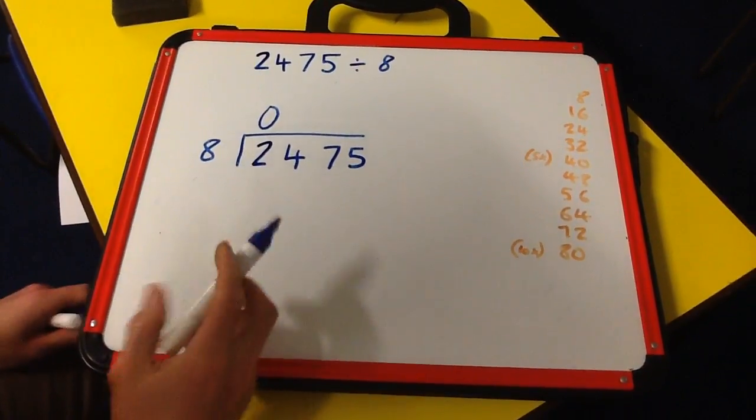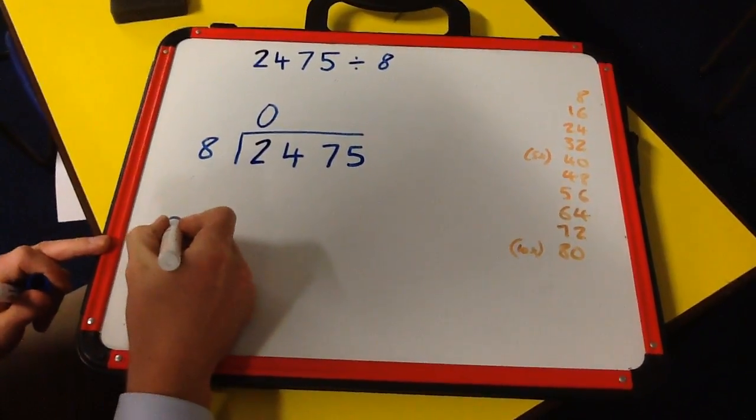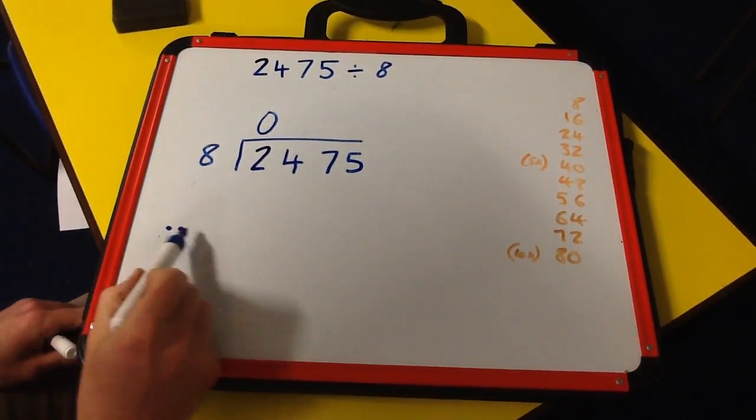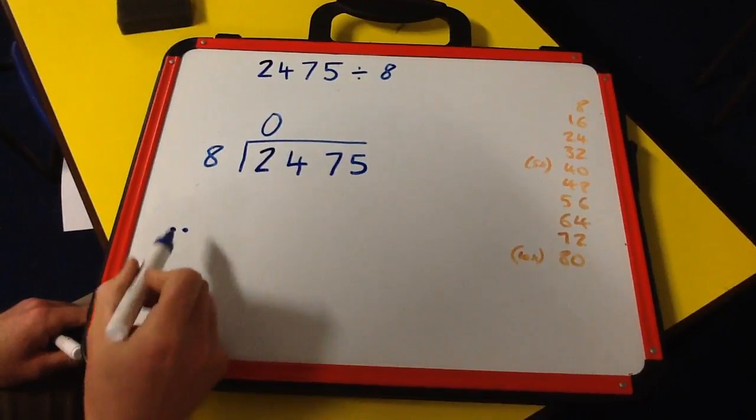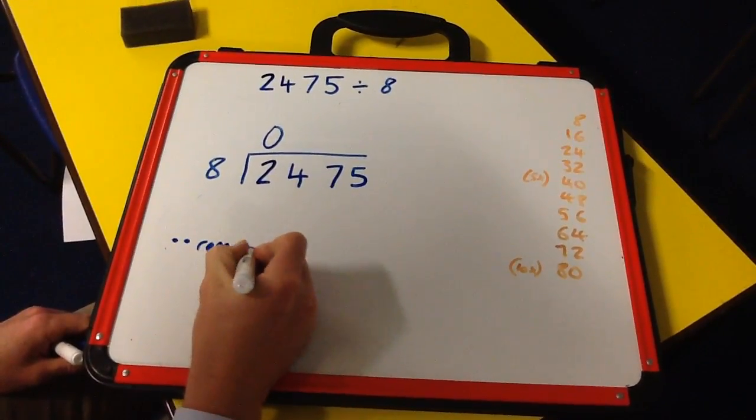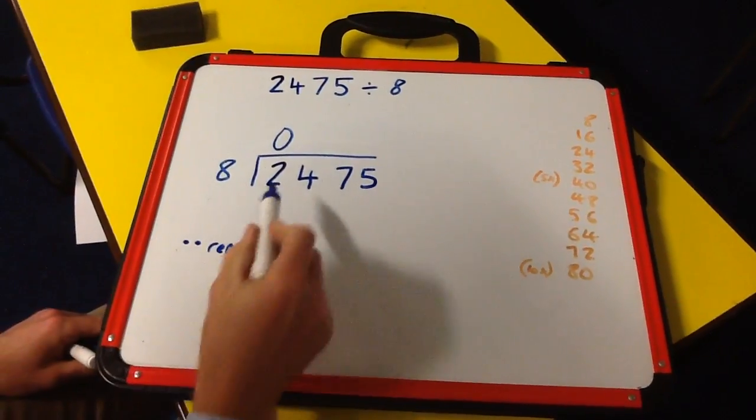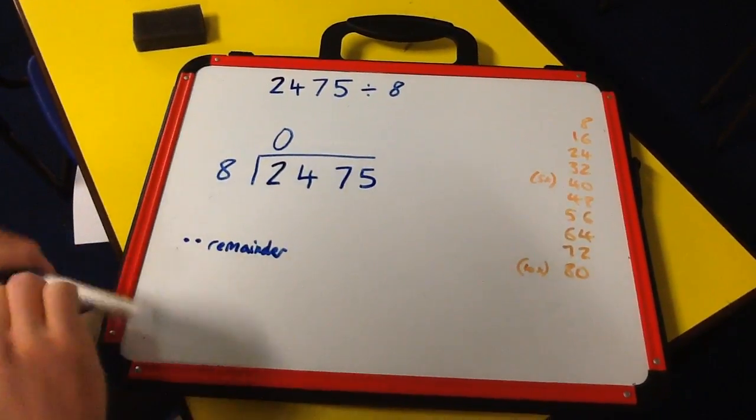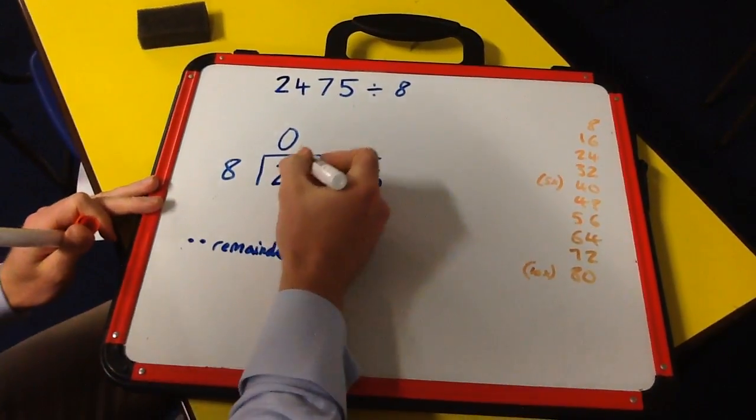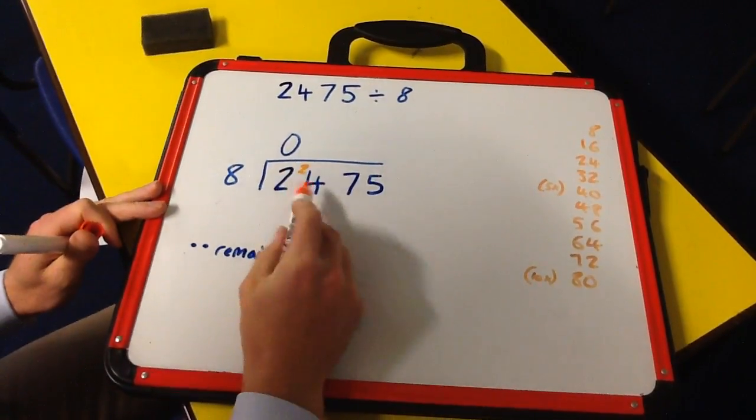But we can't just forget about this 2. It's like if we had 2 sweets and I said circle 8 of them. You can't circle 8 of them, but you still have 2 sweets there. That's your leftover. That is what we call our remainder. So we're going to put this 2, which is actually 2,000, and we're going to convert it into hundreds. We're going to put this 2 there to become 2,400s.